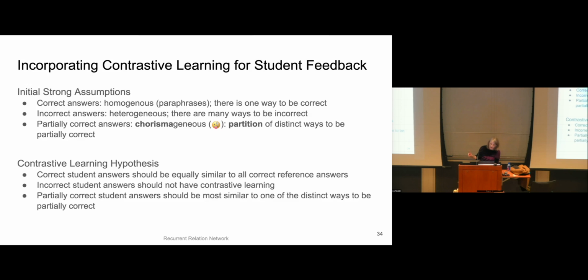But for partially correct answers, we're making the strong assumption that there's a partition of distinct ways to be partially correct. So I made up this goofy word, charisma genius. Charisma means partition. And we can see from that confusion matrix from the humans that that's not the case. There's a lot of noise, but we have to start somewhere. So that's what we're starting with.